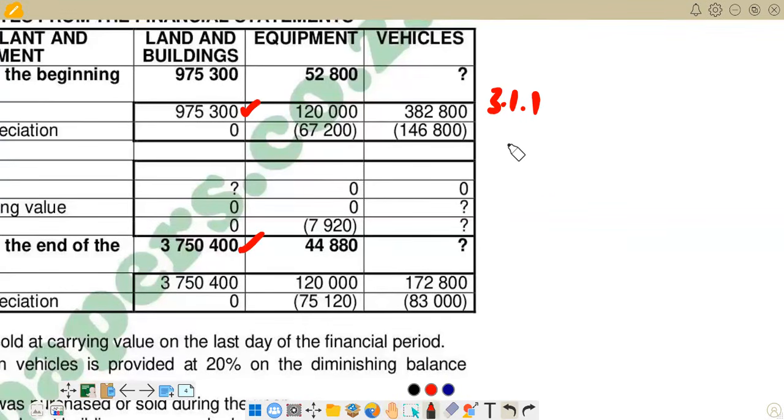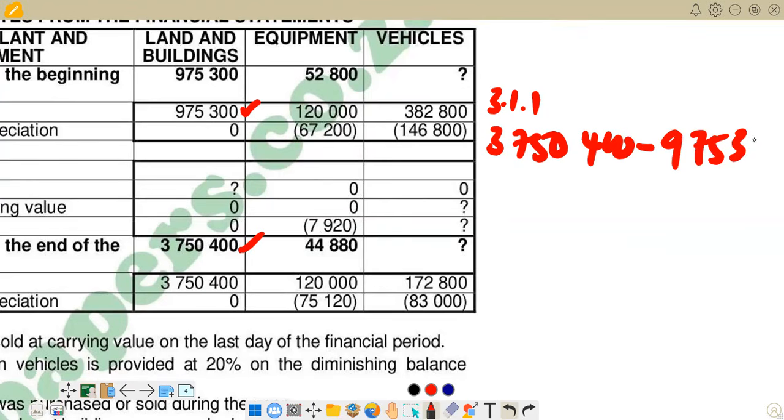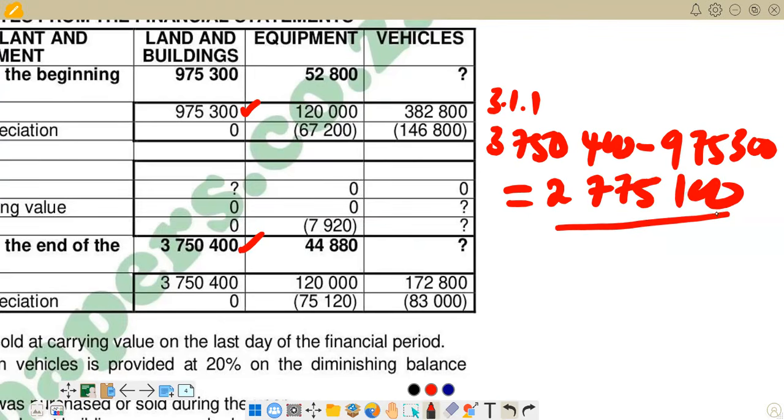So we are going to say 3,750,400. Then we are going to subtract what we have at the beginning, 975,300. Then we get the value of the purchase. So if we calculate that one, we are going to get 2,775,100. So this is the figure that we have in terms of 3.1.1. This represents land and buildings in terms of the extension that took place. So it represents the purchase of the non-current asset.